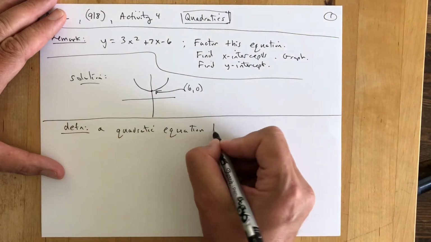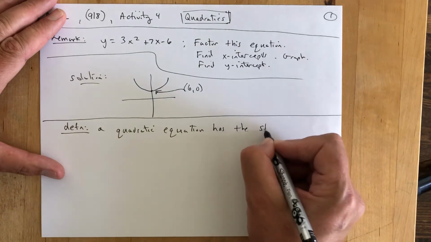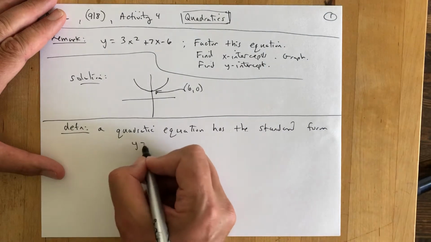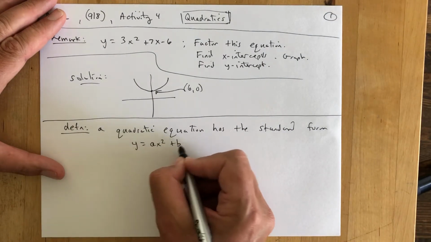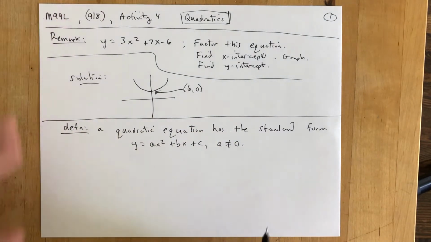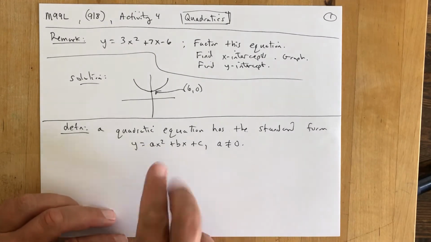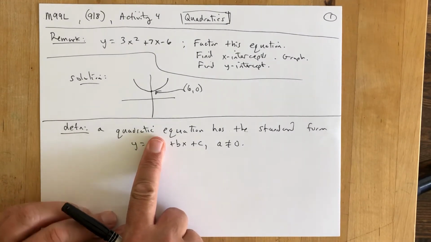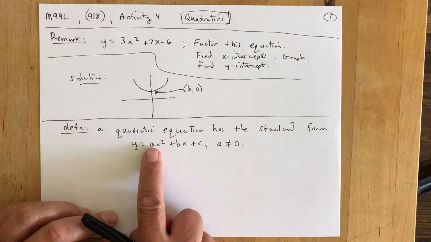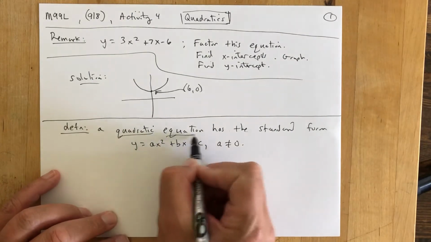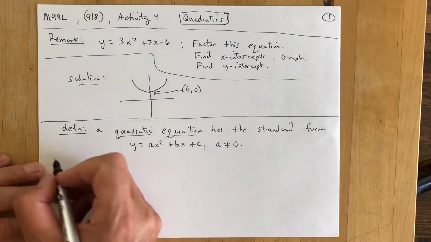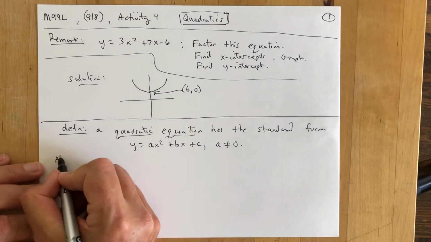A quadratic equation has the standard form y equals ax squared plus bx plus c, where a is non-zero. Now this is important because if a was 0, all we'd have is a line, and we'd be talking about nothing new. So it's okay if b and c are 0, but a must be non-zero. Otherwise, we're not talking about quadratics. We're talking about linear equations.